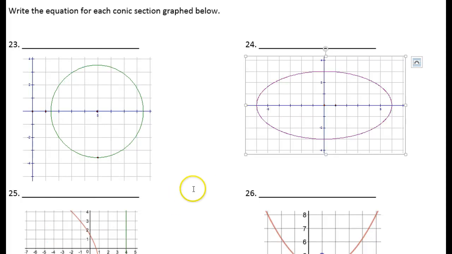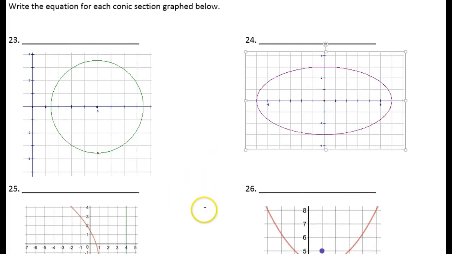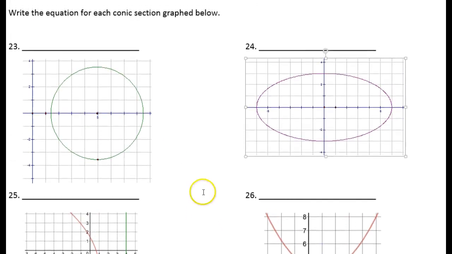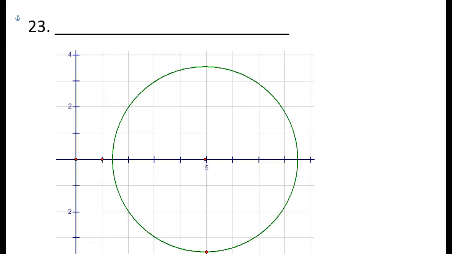In this video, we are given a variety of conic sections, and we're being asked to write the standard form equation based off the graphs. We see that problem number 23 is a circle. So let's remember how the model for a circle goes.